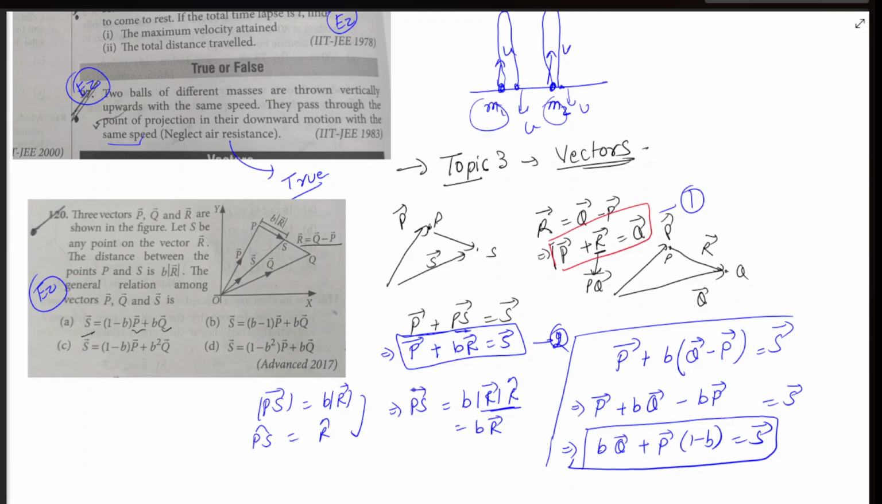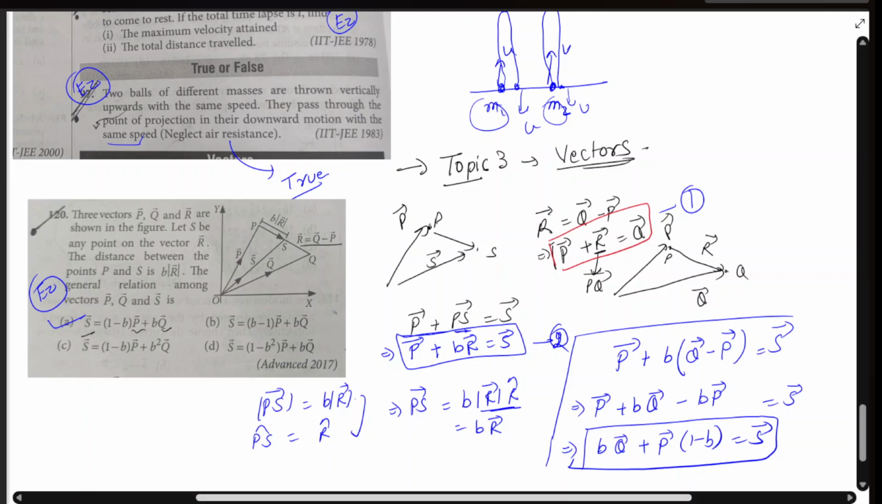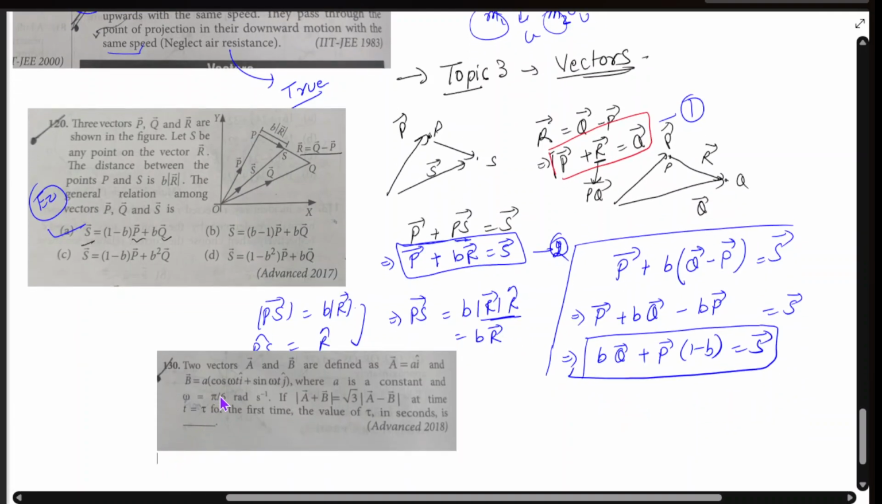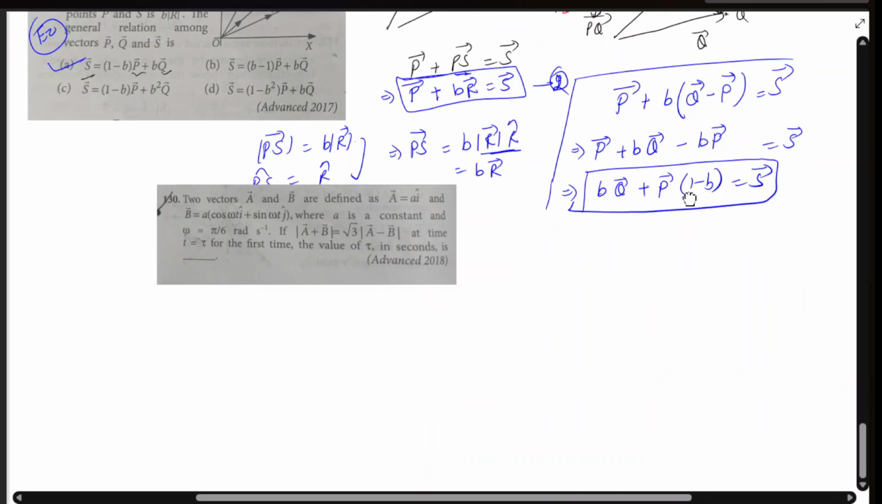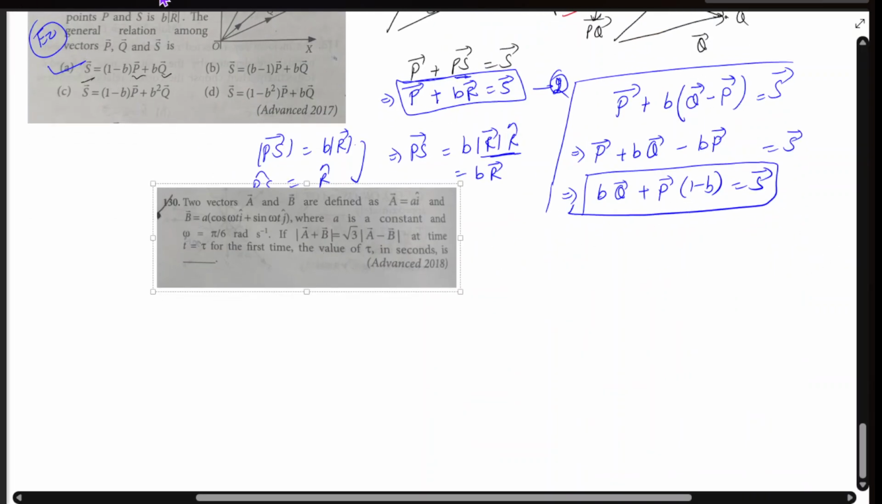But again, it is an interesting question. So 1 minus B P vector plus B Q. Okay, so that was it. That was an easy question. Okay, perfect. This is the last question which we are going to discuss today.